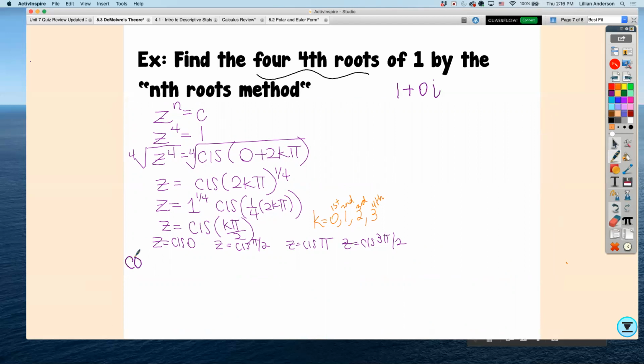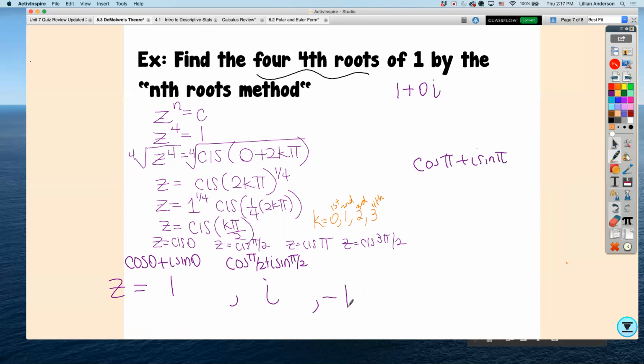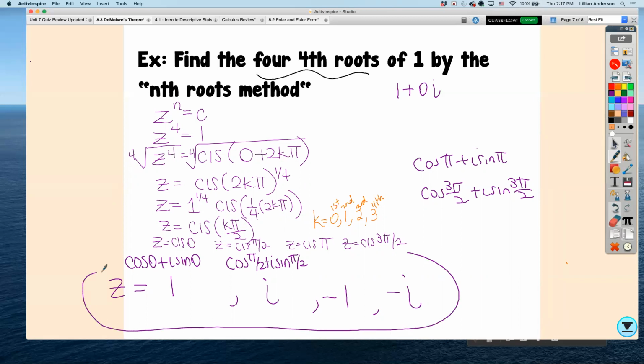Cis of 0 is nothing but cosine of 0 plus i sine 0. What's the cosine of 0 radians? 1. And the sine of 0 radians? 0. So this is just 1. So that's one of my roots. Over here, this is cosine of pi over 2 plus i sine pi over 2. That's just i. So that's another root. Then I'll have the cosine of pi plus i sine of pi, which is -1, that's another root. And then cosine of 3 pi over 2 plus i sine 3 pi over 2, which is -i. And these would be our fourth roots of 1. We just list them, because it's asking for the roots.